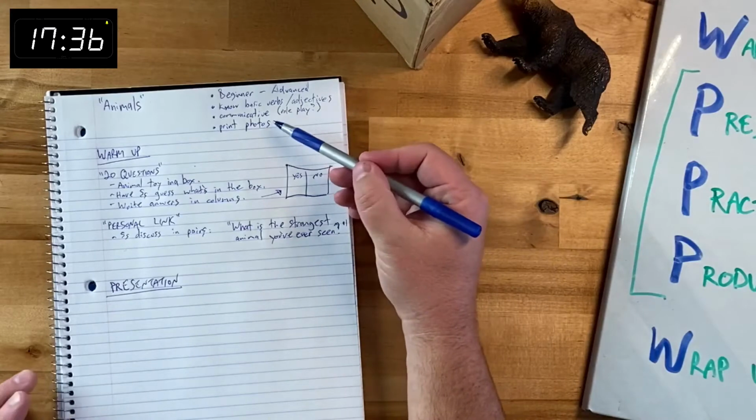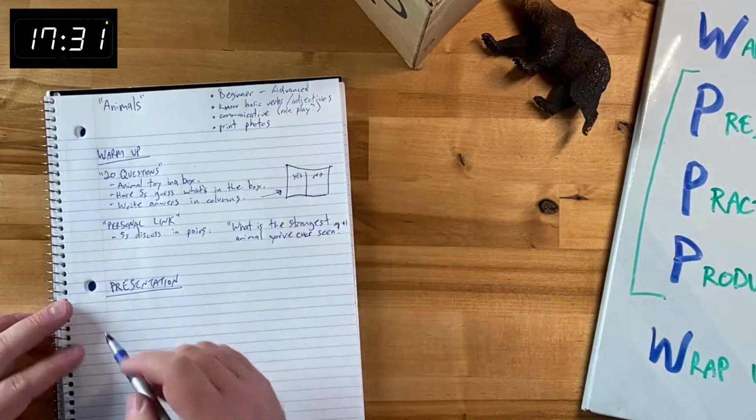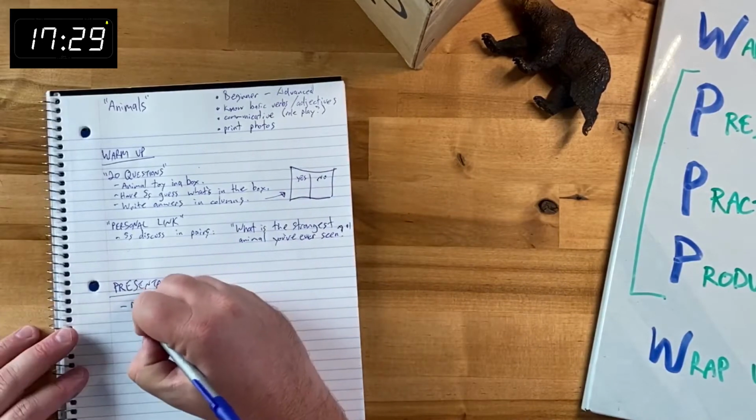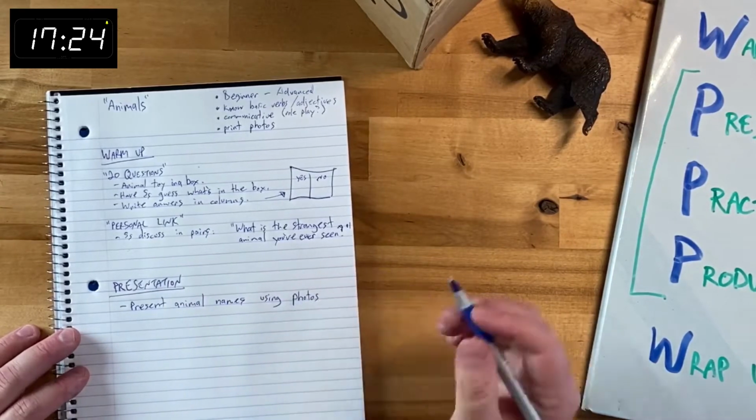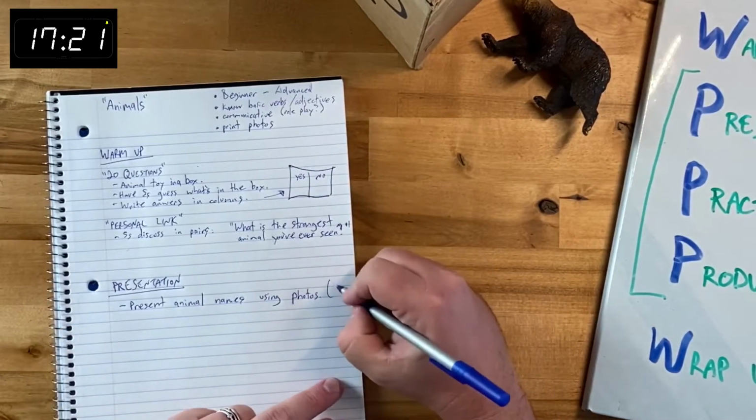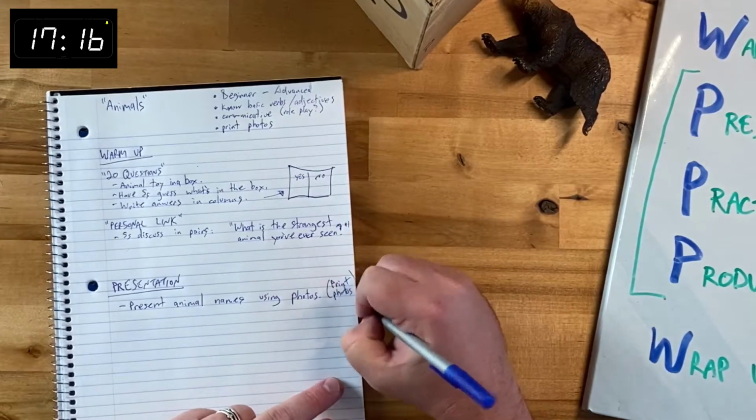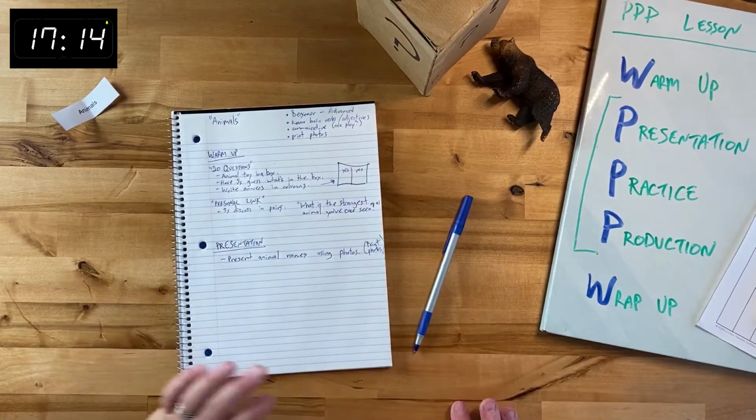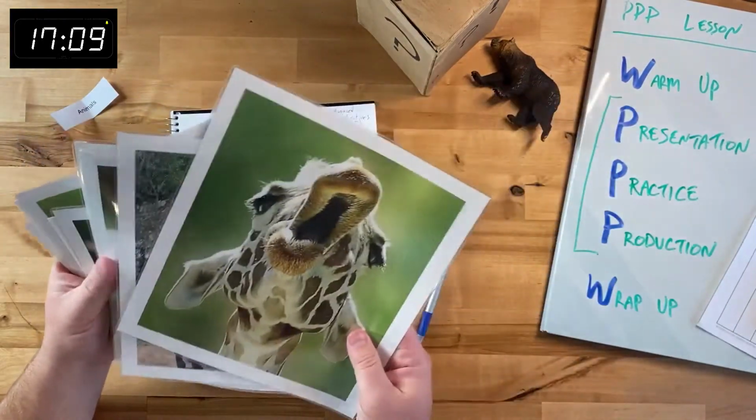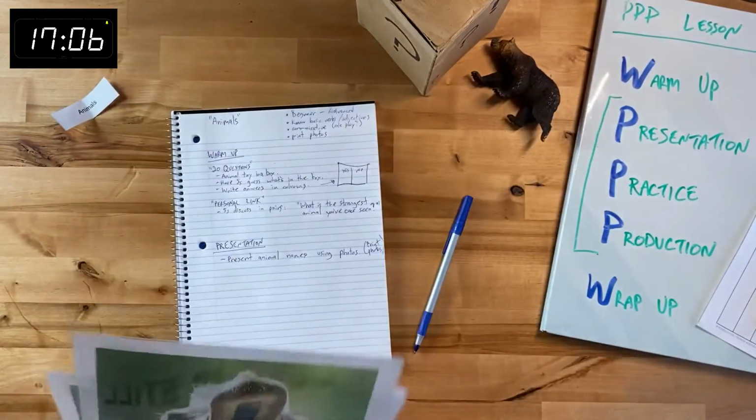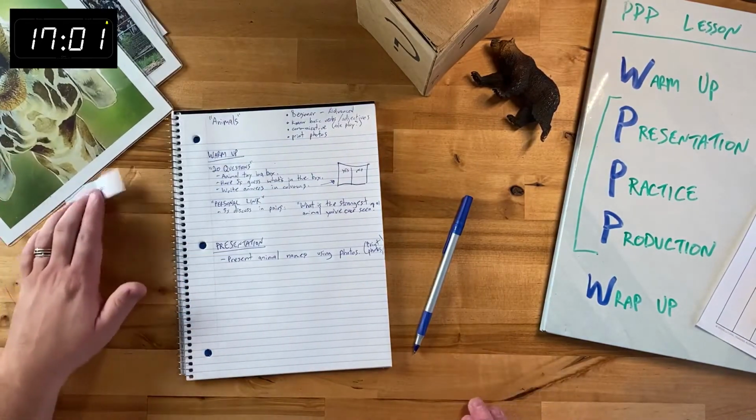And so now, assuming that I can print some photos or even find photos on my mobile phone, I'm going to present animal names using photos. And I might even give myself a reminder to print or find photos. Now let's see here. I have some fun animal photos that I've used for different lessons in the past. And so I might go ahead and use some of those photos for this lesson.